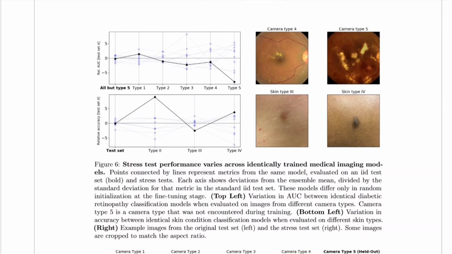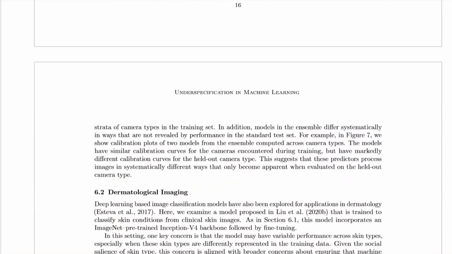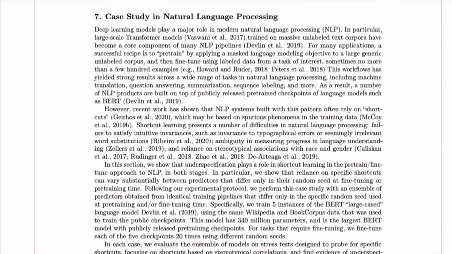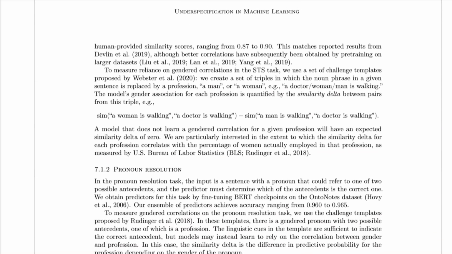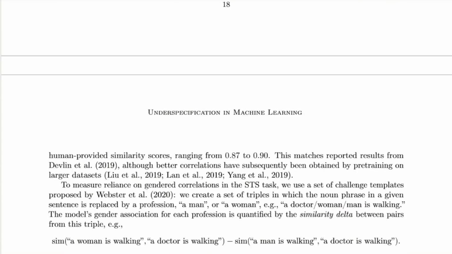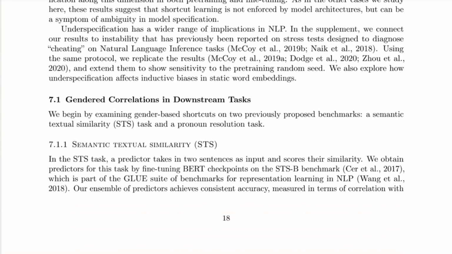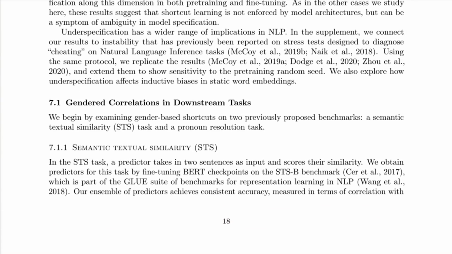They do the same thing with these skin lesions. So they have all kinds of demonstrations here. In NLP, they do tests with BERT. And this is interesting because not only do they test different seeds for fine-tuning BERT, but they also test different seeds for pre-training. So in these language models, you have a pre-training phase, and then you have a fine-tuning phase. And both of them have random seeds.